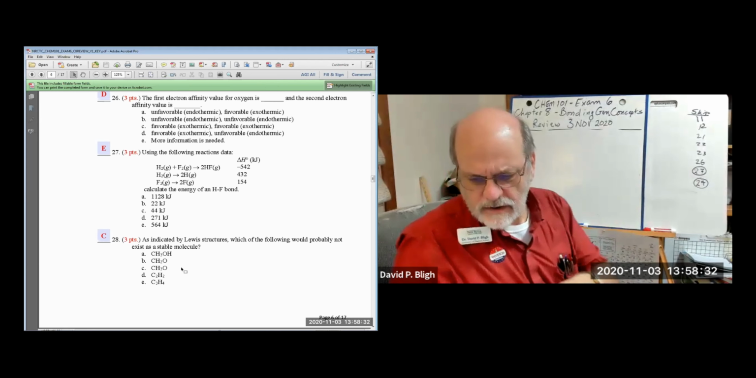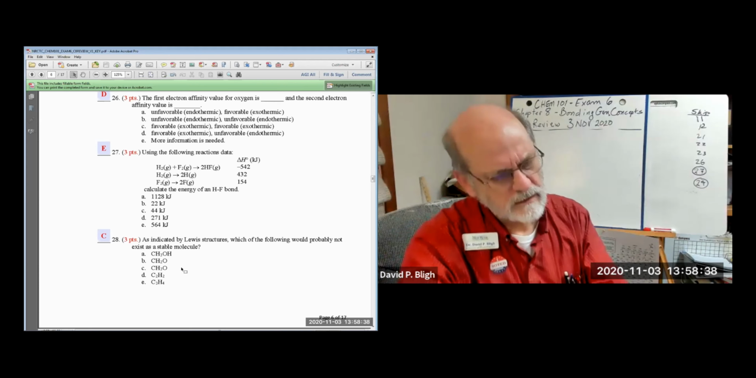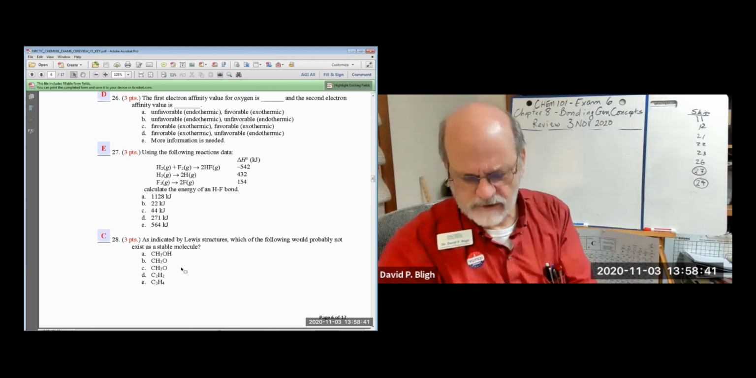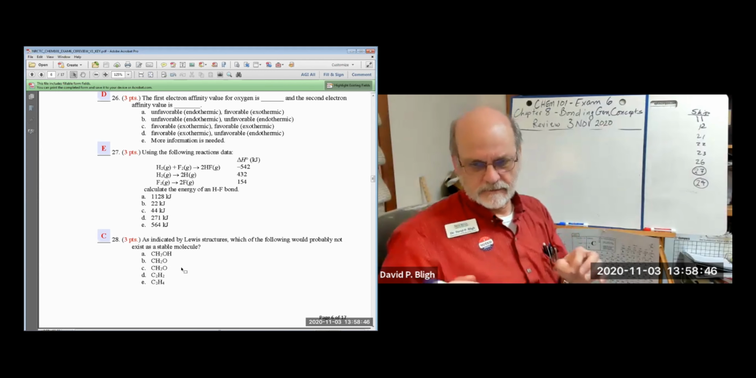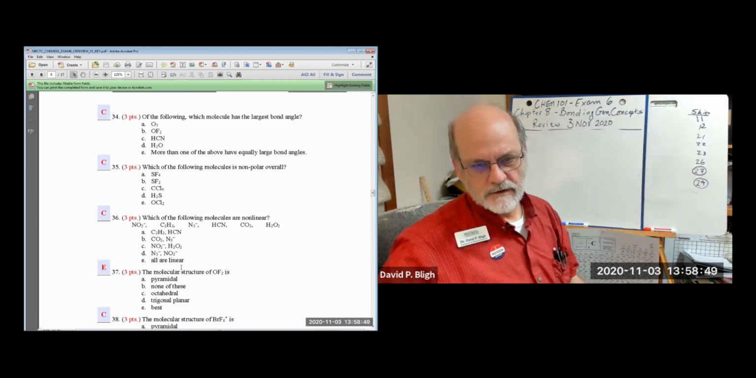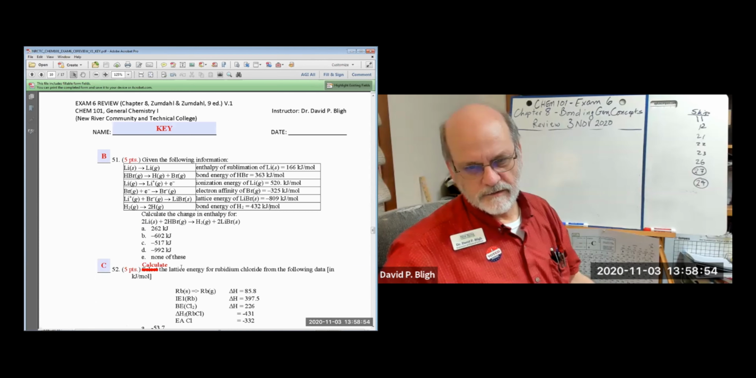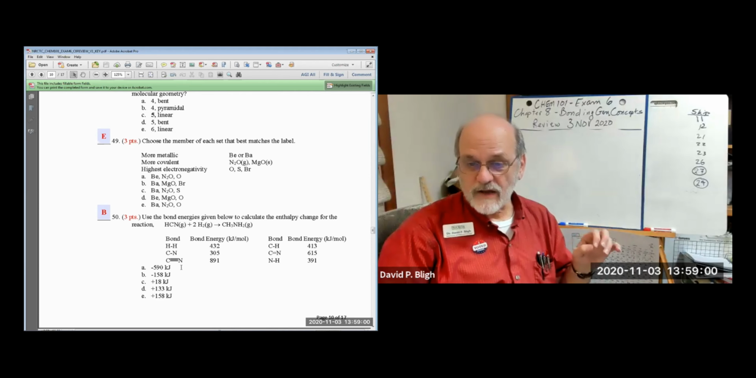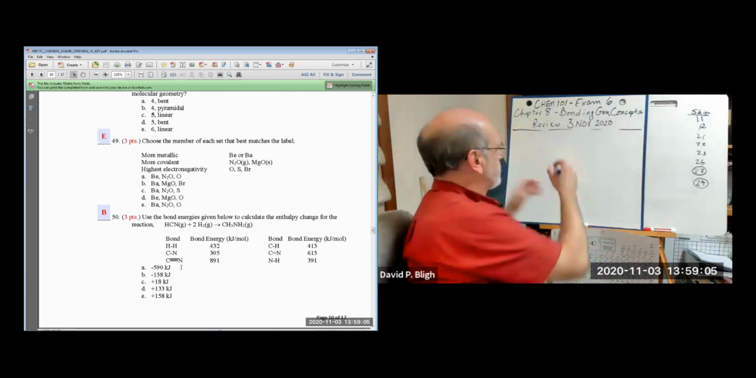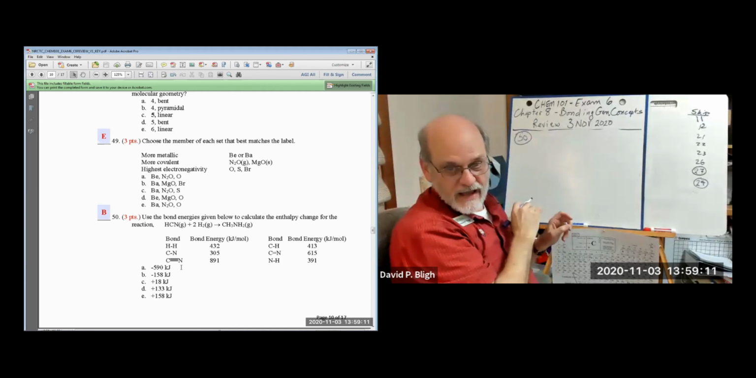All right, before I finish, I want to do a problem with calculations. And the first one I come across, actually it's not the first one, but it's where I am, is number 50. Let's go down to 50. There it is. Use the bond energies given below to calculate the enthalpy change for the reaction. So you remember how to do that. This is 50.